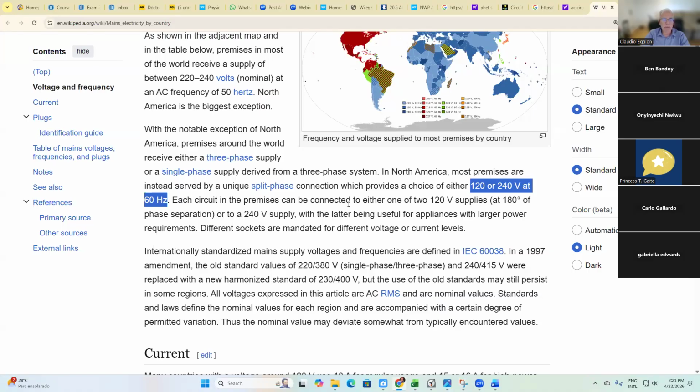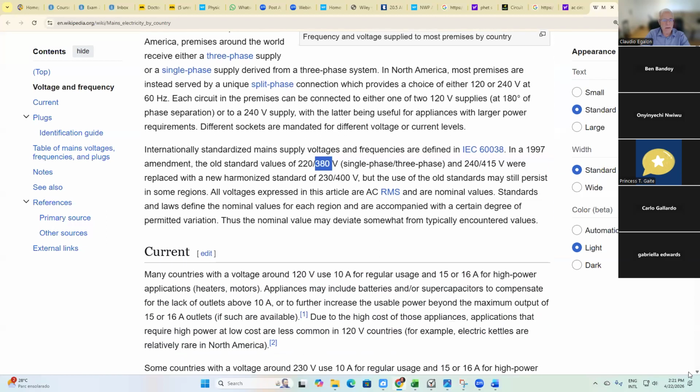Each circuit in the premises can be connected to either a 120 or 240 volt supply, the latter being used for appliances with larger power requirements. But there are also 380 volt standards out there, okay?